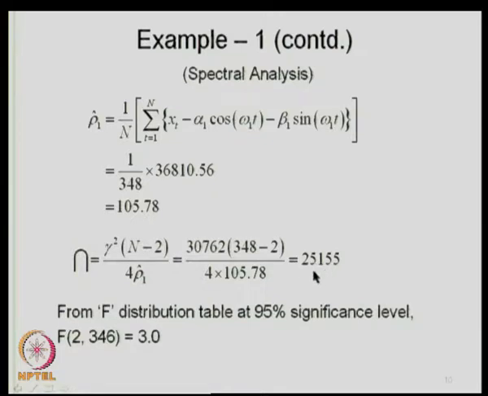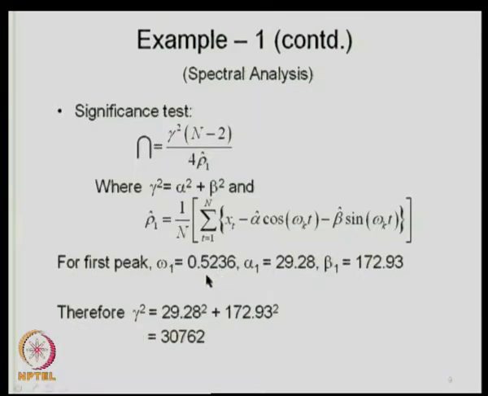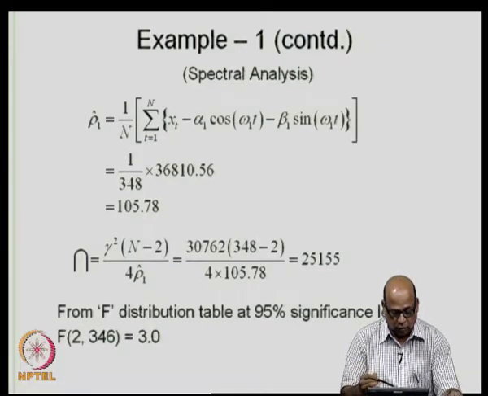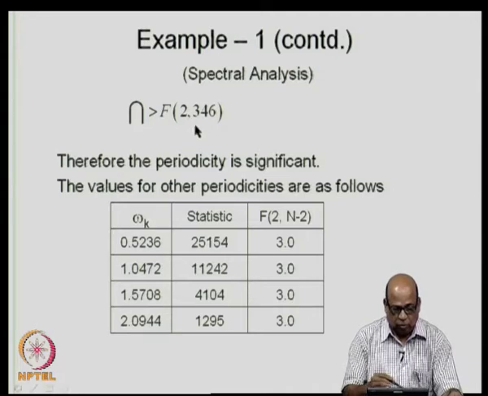So, in this particular case 25,000 is far more than the corresponding F value here for 95% significance level, and therefore, the periodicity corresponding to your value of omega 1 of 0.5236, which corresponds to a periodicity of 12 months, is in fact statistically significant. So, the periodicity that we have just examined is statistically significant. Similarly, we do it for other periodicities.